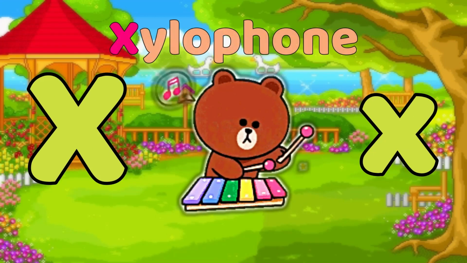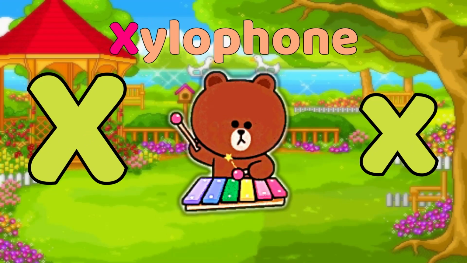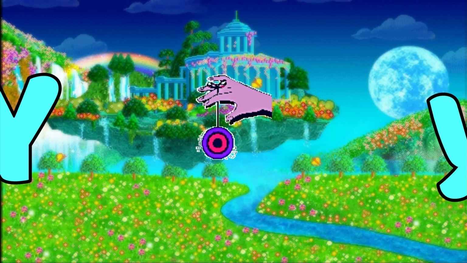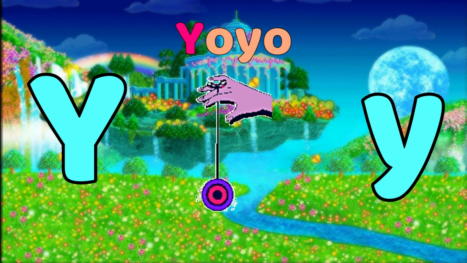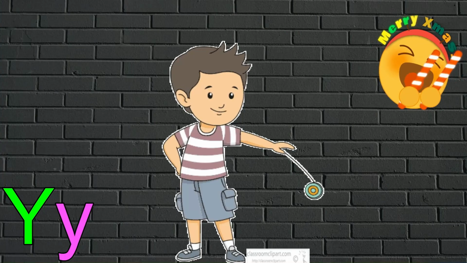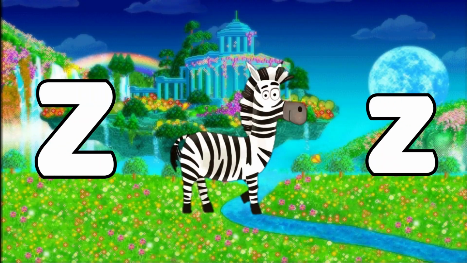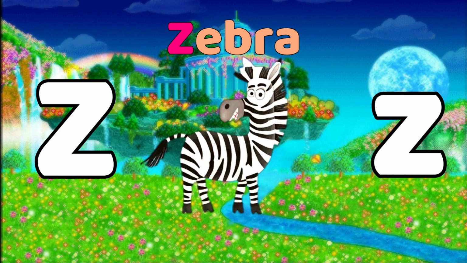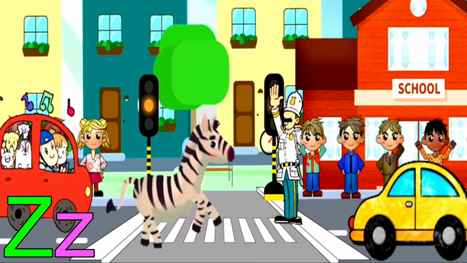X is for xylophone, Z, Z, xylophone, Z, Z, xylophone. Y is for yo-yo, y, y, yo-yo, y, y, yo-yo. Y, yo-yo. Z is for zebra, z, z, zebra, z, z, zebra, z, zebra.